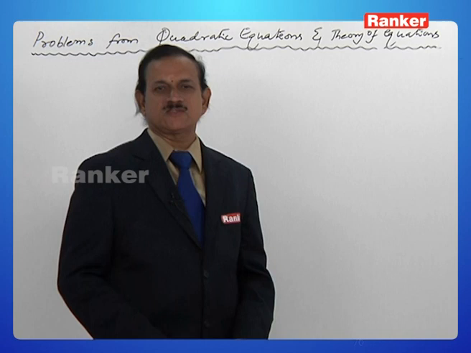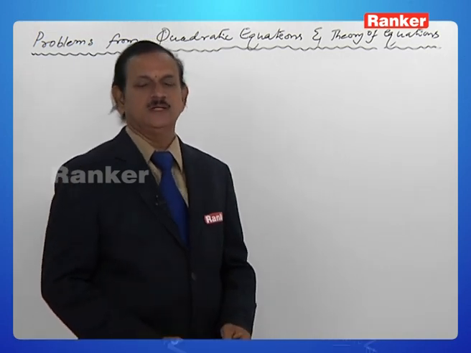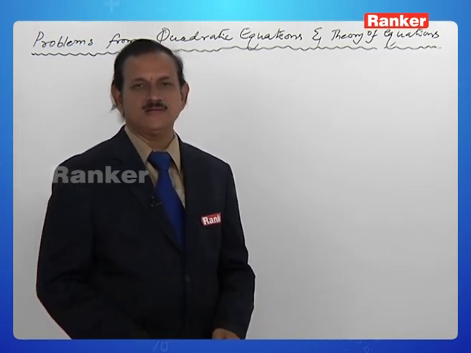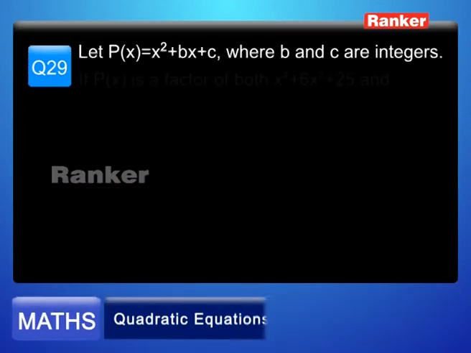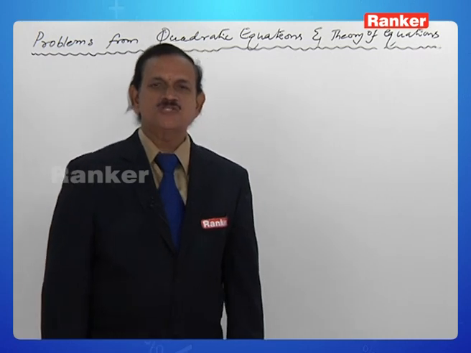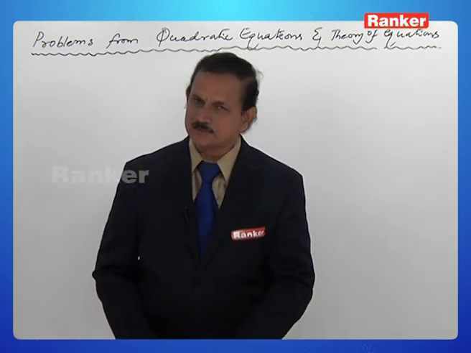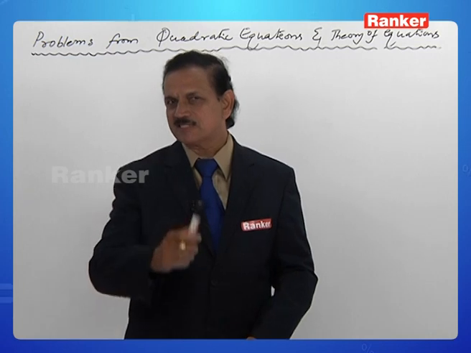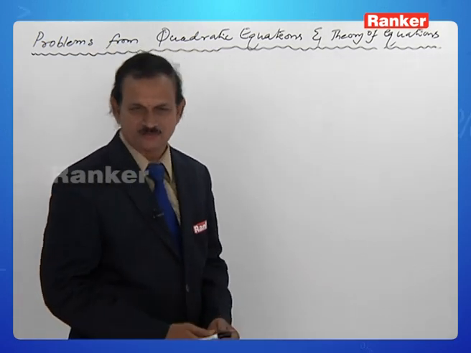The next question, that is question number 29, is before us. In this question, he has given us a quadratic p of x is equal to x square plus bx plus c, where b and c are integers. If p of x is a factor of both x power 4 plus 6x square plus 25 and 3x power 4 plus 4x square plus 28x plus 5, find the value of p of 1. The most useful information in the data is p of x is a factor of both the biquadratics.